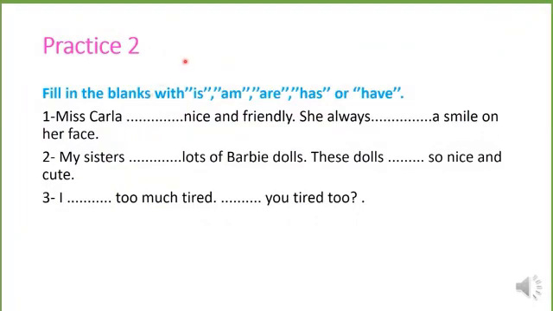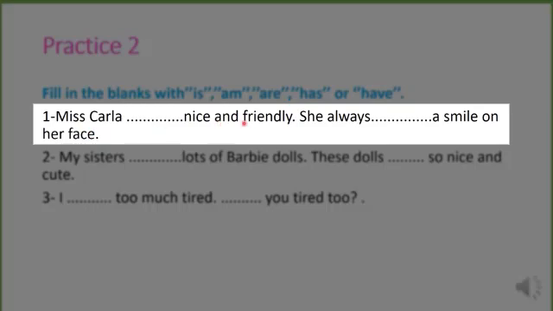Let us start a new practice. Fill in the blanks with is, are, has, or have. Number 1, Miss Carla, nice and friendly. She always a smile on her face. Miss Carla is nice and friendly. I use is. This is verb to be, in the present. Miss Carla is a singular subject, so I should use is and not are.